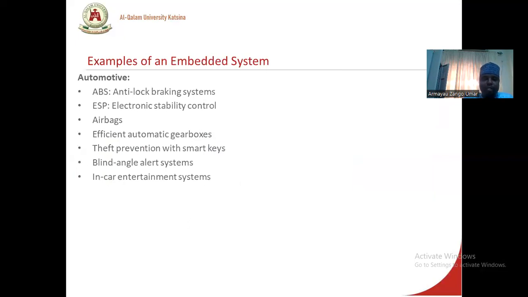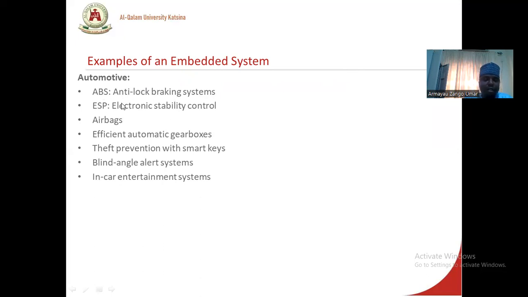We have more specific examples for some specific domains, beginning from automotive. We have different sets of embedded systems in that domain. It's usually said a modern car is equipped with millions of lines of code. For example, the anti-lock braking system, otherwise known as ABS, is actually a software mechanism that stops a car from skidding. It's also an embedded system because it's embedded within the car itself.